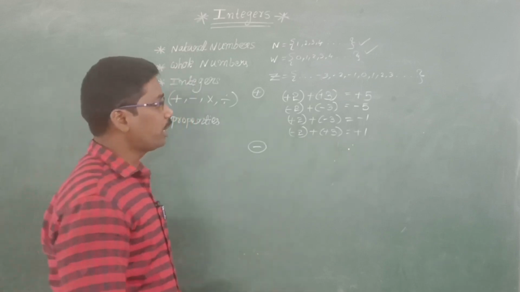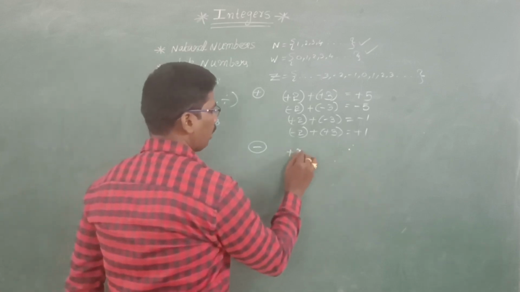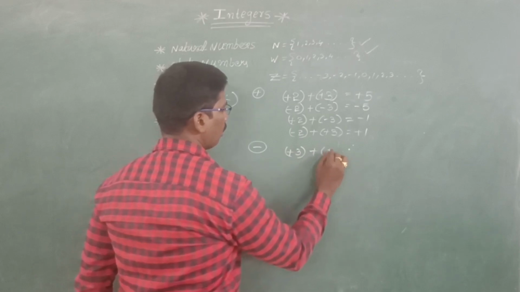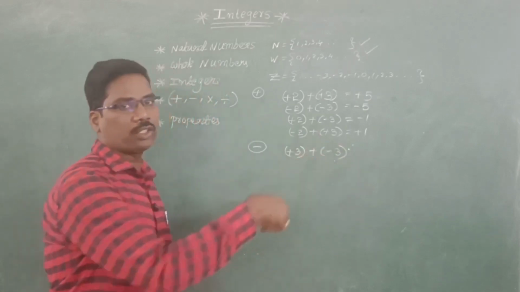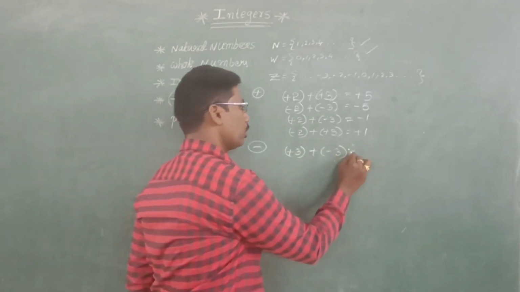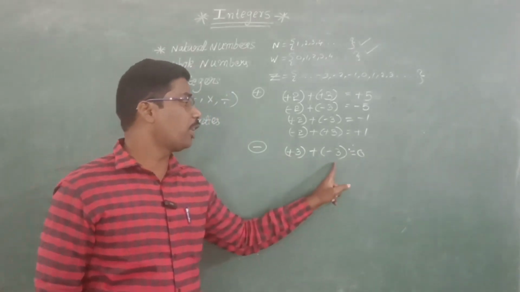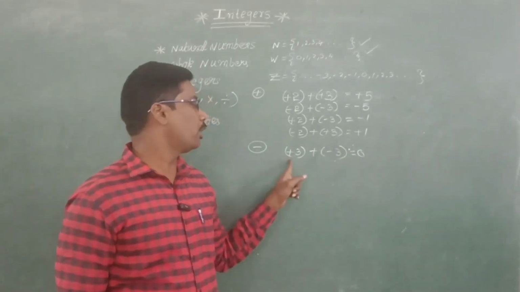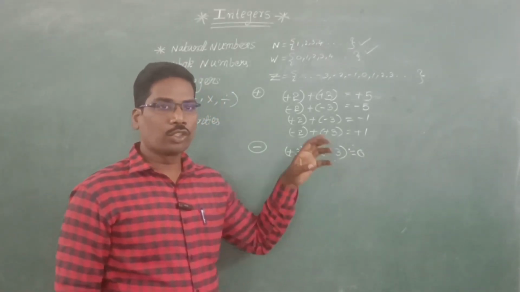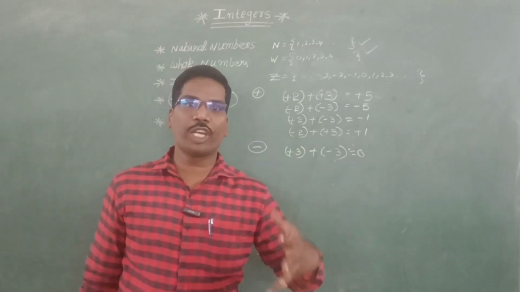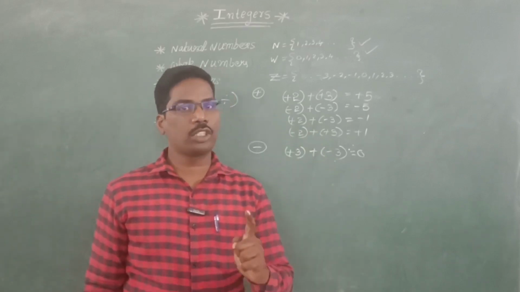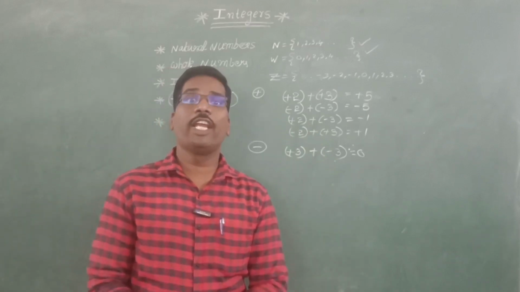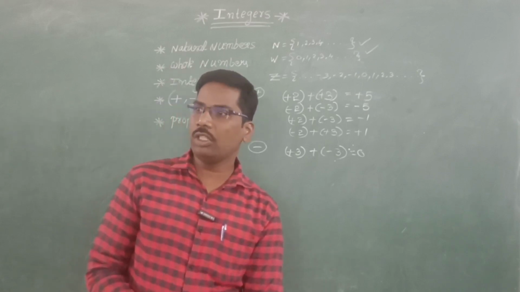Like that we can say so many examples. Plus 3 and minus 3: plus 3 minus 3 will get cancelled, the answer is 0. So plus 3 is the additive inverse of minus 3, and minus 3 is the additive inverse of plus 3. One positive number and one negative number whose addition is 0 are called additive inverse to each other.